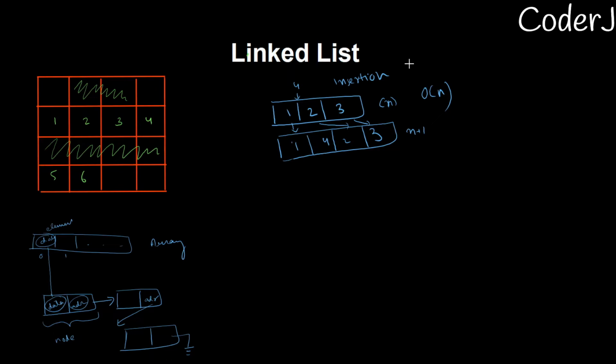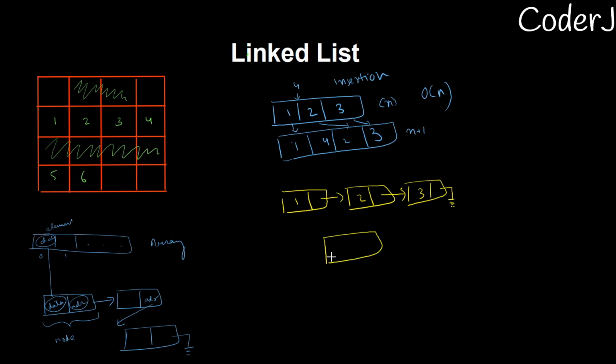Okay, now what about linked list? So let's create a linked list and let's take the same numbers. So 1 will point to 2, will point to 3, and the address of 3 is going to be null. So I want to insert 4 in between 1 and 2. This is again your node, it contains 4. Now how are you going to insert this 4 in between?